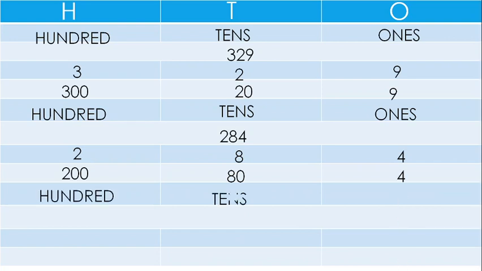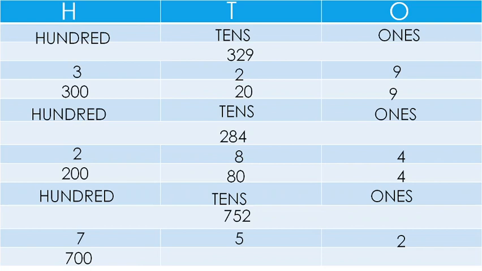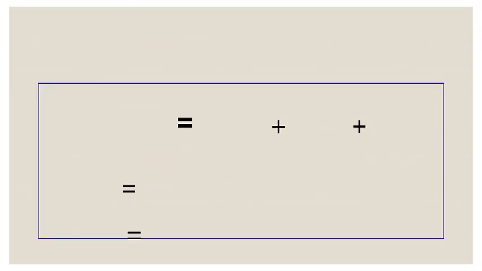So now let's take another example. In this number, 7 is placed in the position of hundreds, 5 is placed in the position of tens, and 2 is placed in the position of ones. So the place value of 7 is 700, the place value of 5 is 50, and the place value of 2 will remain the same, exactly 2. Now we have discussed the expansion form, how to expand any 3-digit number. Now let's find out how to read or write it in words.